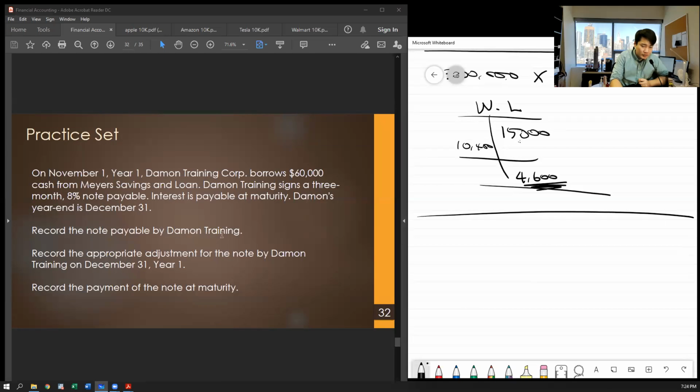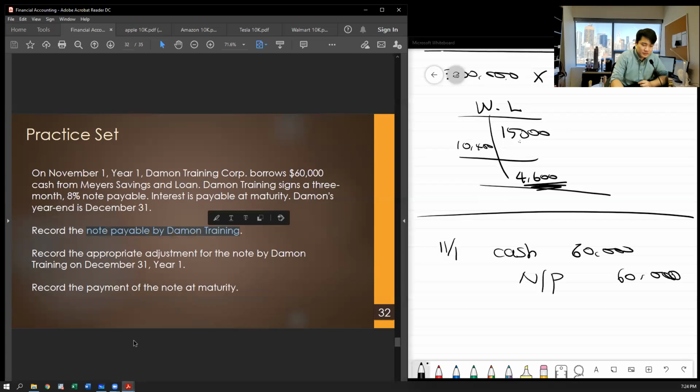Record the notes payable by Daeun Training. So Daeun Training is the one that is borrowing money. At the point of borrowing money, you're going to report: November 1st, you're going to receive cash, 60,000, and you're going to sign a note, notes payable, 60,000. Okay. That's the first part.